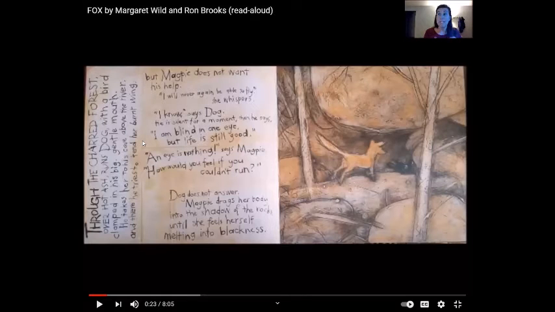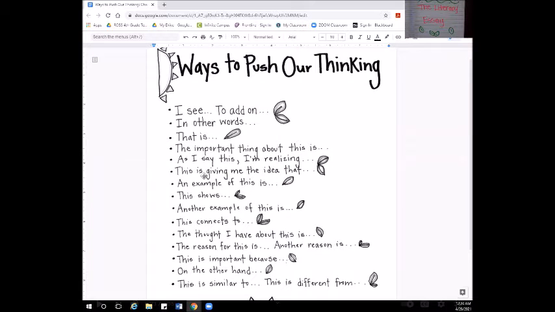So here are some sentence stems that you can use to help you push these thoughts that you may have about your characters or the plot or the theme, anything of the sort.